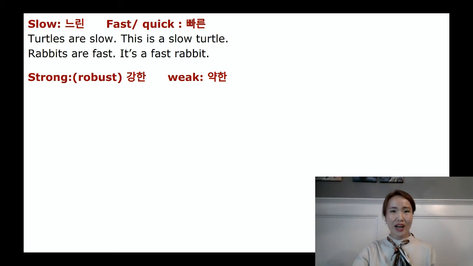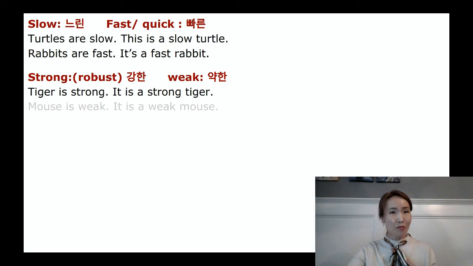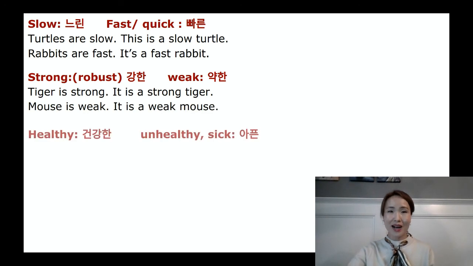Also, you can describe the animals or people by strength, right? So some people are very strong, robust. Some people are very weak. So tiger, okay, let's talk about tiger, the animals. The tiger is strong. This is a strong tiger. The mouse, right? Mouse is weak. It is a weak mouse.